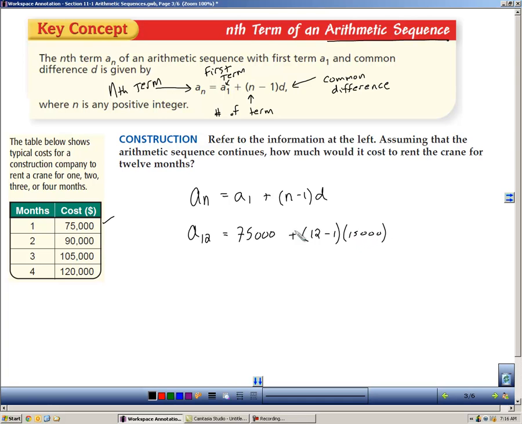So we can use all of this to find out what a sub 12 is, or the 12th term in the sequence. If you do 11 times 15,000 plus 75,000, you plug that into a calculator, you get 240,000, which is how much it would cost to rent this crane for 12 months.